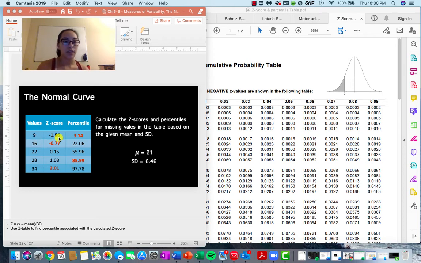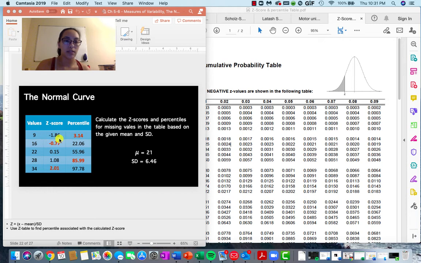So our first little set here is we have raw scores or values, and we are given a mean and a standard deviation, and the first one is given for you. Let's say we calculated the z-score and we got negative 1.86.